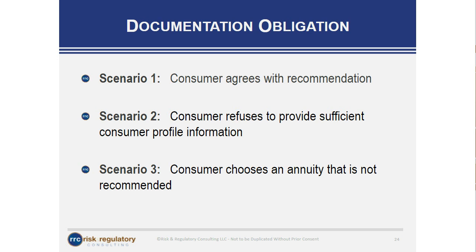There are three scenarios which can occur during the sale or solicitation of an annuity product, all of which must be adequately documented. The first is where the consumer agrees with the producer's recommendation and purchases the annuity. The second is where the consumer refuses to provide their profile information and then purchases the annuity. And finally, in the third situation, the consumer chooses to purchase an annuity that is not recommended by the producer. Now we're going to walk through each of these scenarios and the documentation that we would generally see.